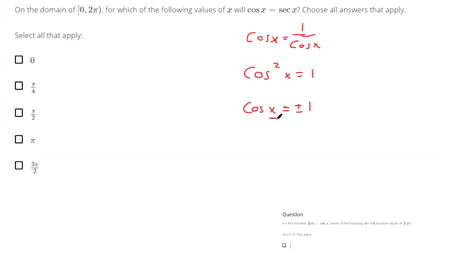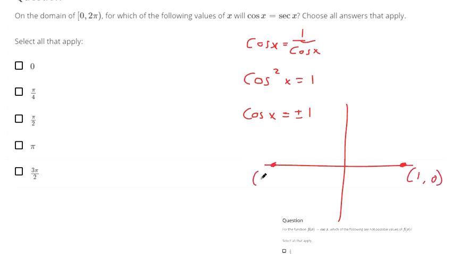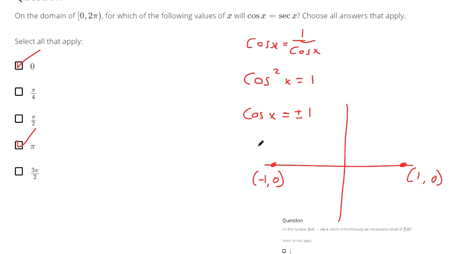So what angle will make cosine equal 1 or negative 1? Cosine's the x-coordinates, so an angle of 0 does the job, or an angle of 180, an angle of negative pi or pi will work. So 0, pi, and those are the only options that would get us a negative 1 or 1 for the x-coordinates. Because again, the x-coordinates are the cosine values on the unit circle.